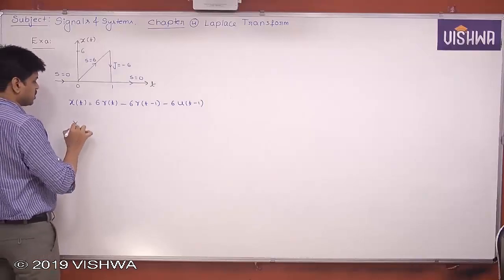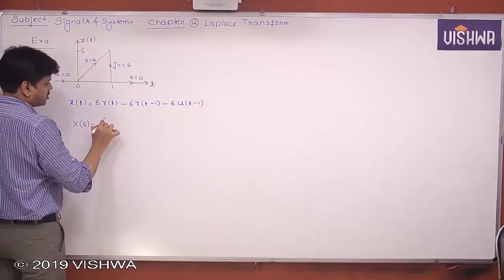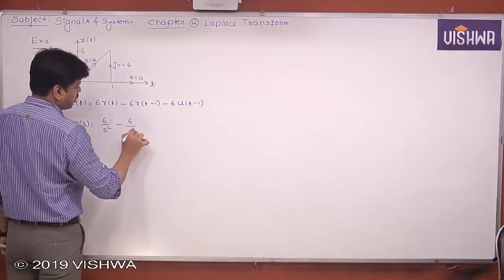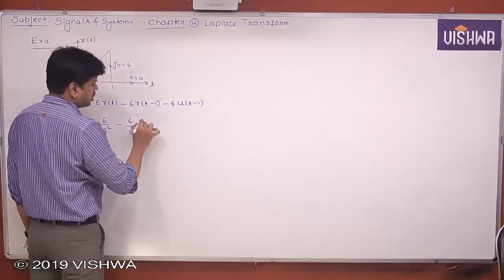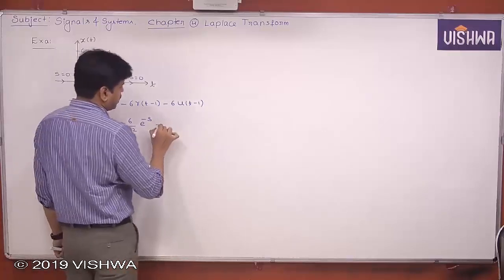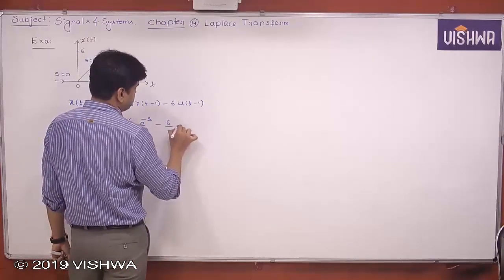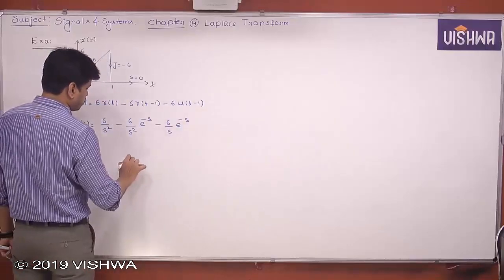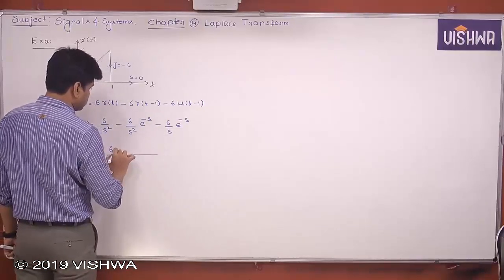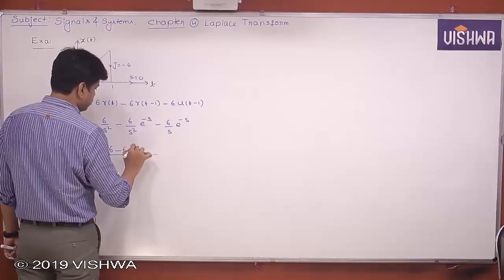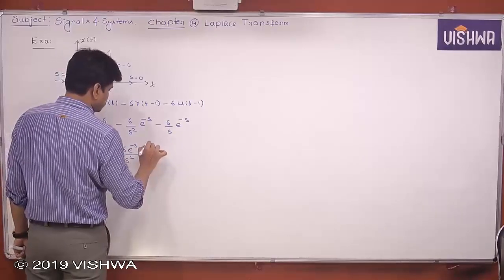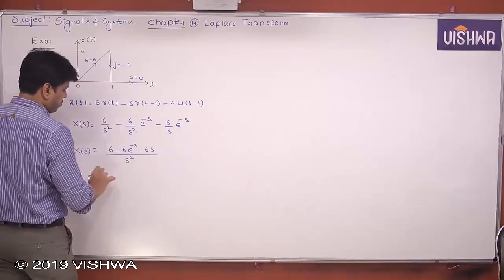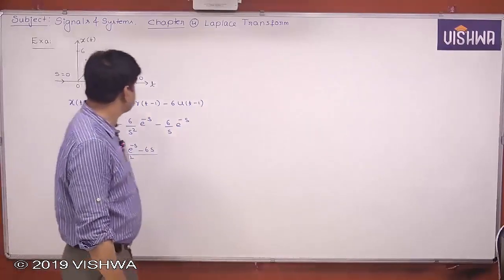For this, what is x of s? 6 by s square minus 6 by s square, with a shift, so e power minus s, minus 6 by s e power minus s. If you take s square, x of s is 6 minus 6 e power minus s minus 6s e power minus s, all by s square. So this is x of s. Take it.